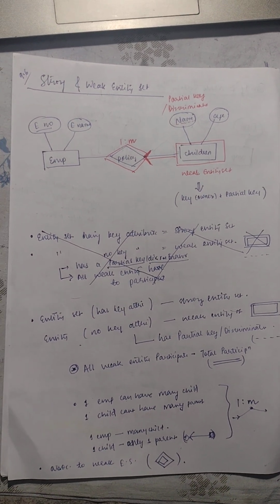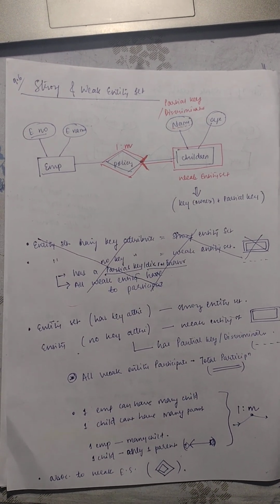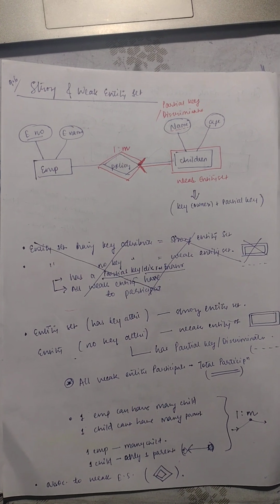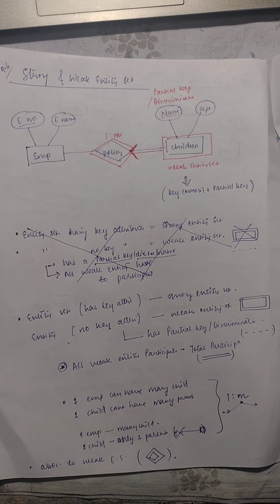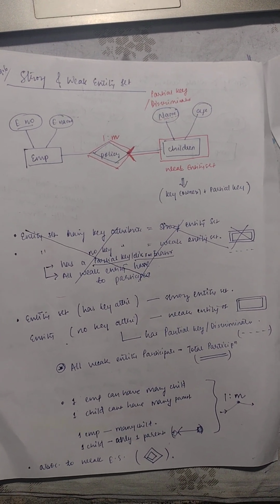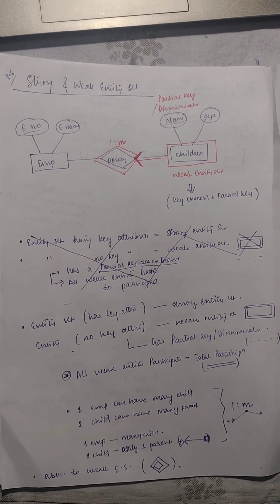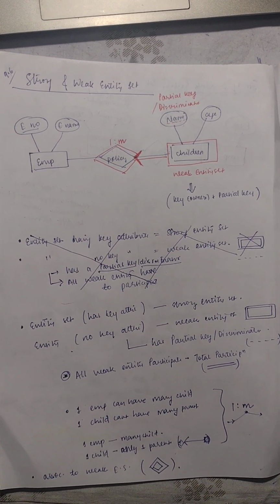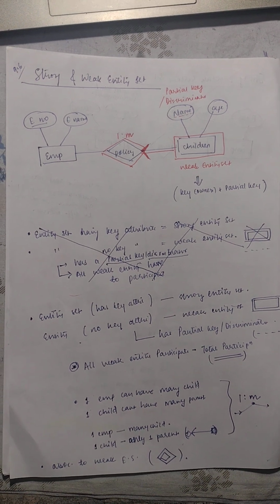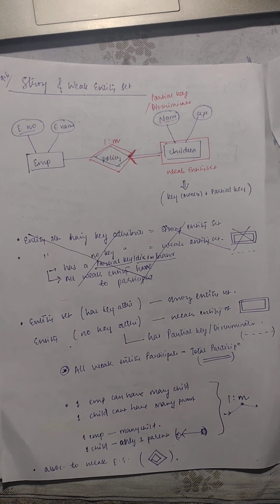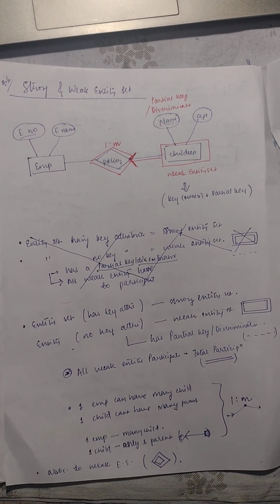So briefly describing, an entity set that has a key attribute has to be a strong entity set and is simply denoted by a rectangular box. But an entity set that has no key attribute and uses a partial key, also called a discriminator, is a weak entity set, and it has to be denoted by a double rectangular box.